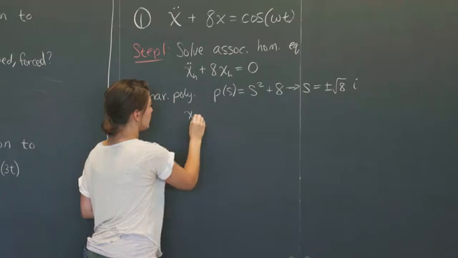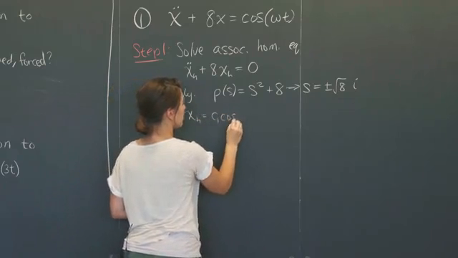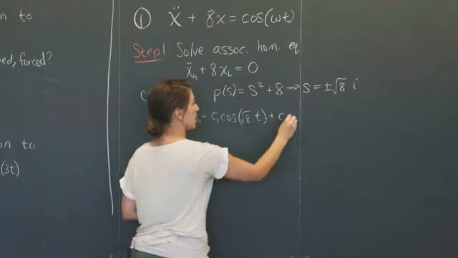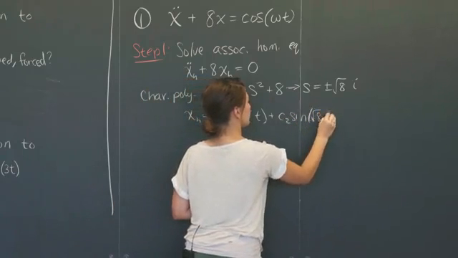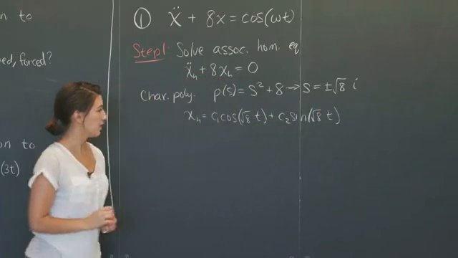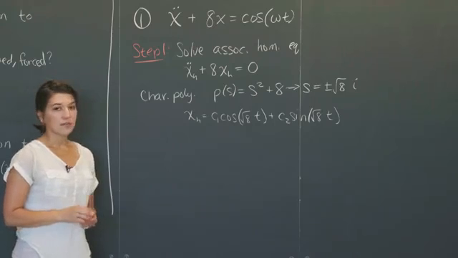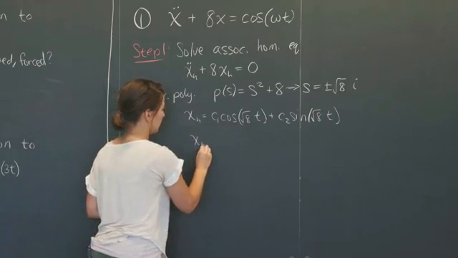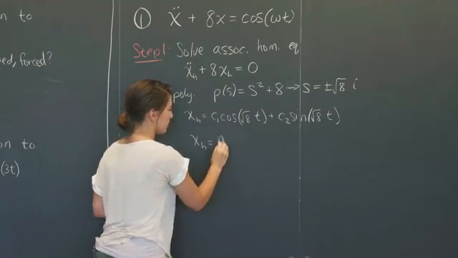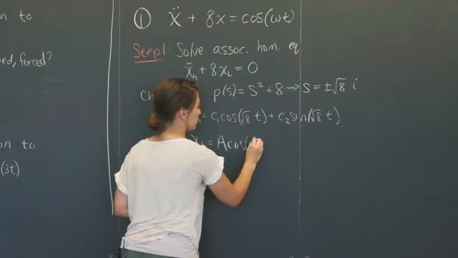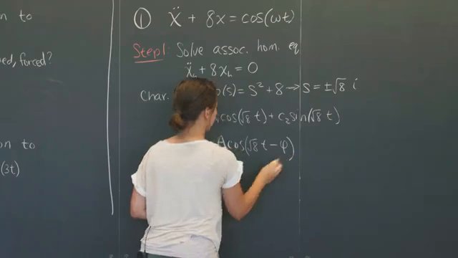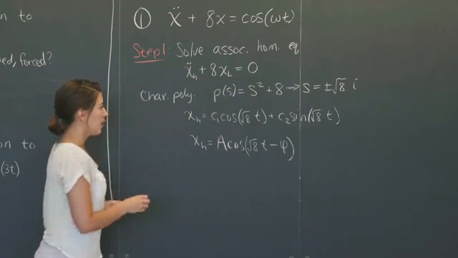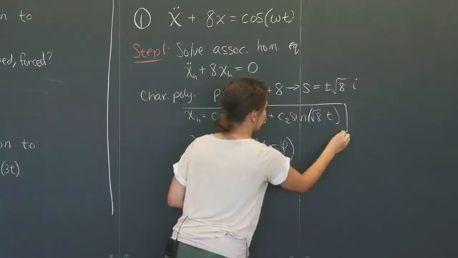So we have x sub h equal to c1 cosine square root of 8t plus c2 times sine square root of 8t, where c1 and c2 are arbitrary constants. Now note that I've written this in rectangular form. I could also write this in polar form, as x sub h equals an amplitude times cosine of square root of 8t minus a phase shift. These are both different representations for the same solution, but for this video, I'm just going to choose to write this in the rectangular form.